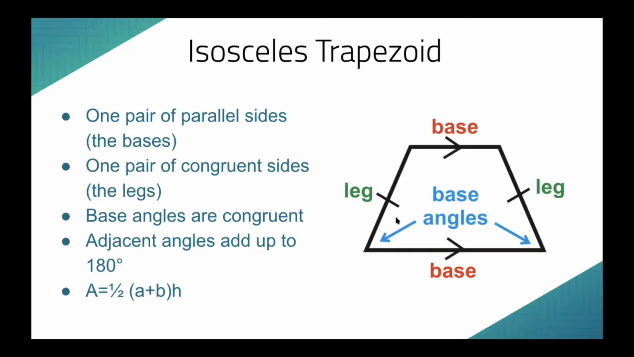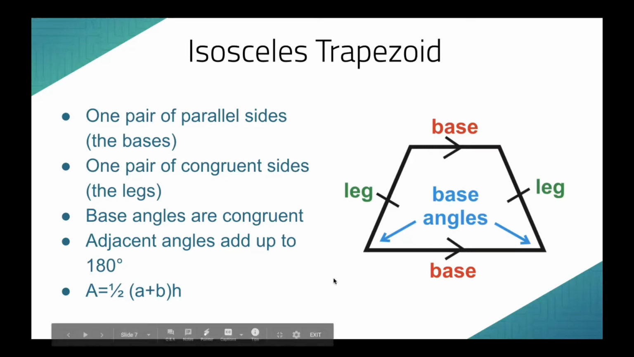And the adjacent angles in isosceles trapezoids add up to 180 degrees. And the formula for the area of an isosceles trapezoid would be the same as the normal trapezoid we talked about. It's still 1/2 times (a plus b) times the height.